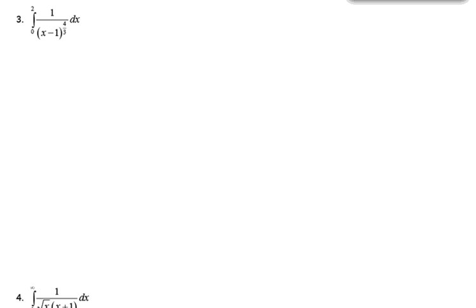So now we're looking at the integral from 0 to 2 of 1 over (x minus 1) to the 4/3. So notice at both 0 and 2, this function is defined. However, at 1, the function is not defined. So if you have a number inside the interval that does not exist, then you're going to have to split this up into two separate integrals.